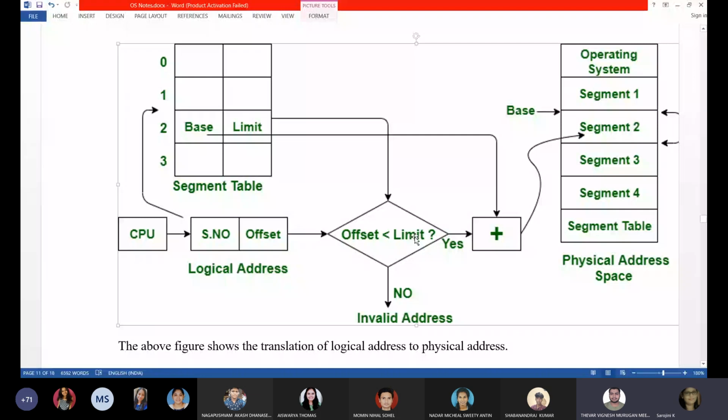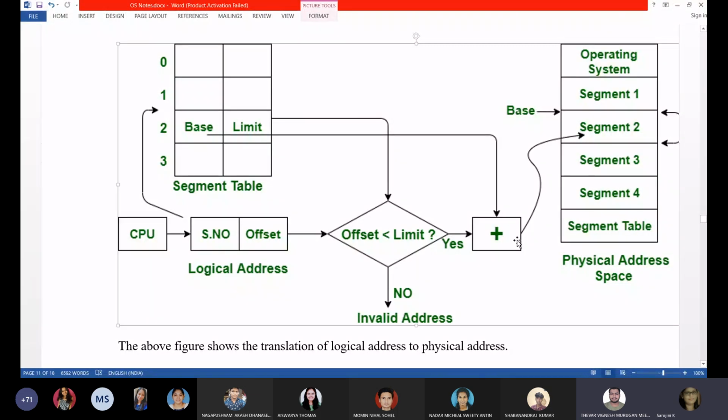For example, the size of one particular segment is 500. But the offset says it is 600. What is offset? Offset is something inside the segment. So how can the offset be greater than the limit? It should be less than the limit, no? So if it is less than the limit, then both together form the address.